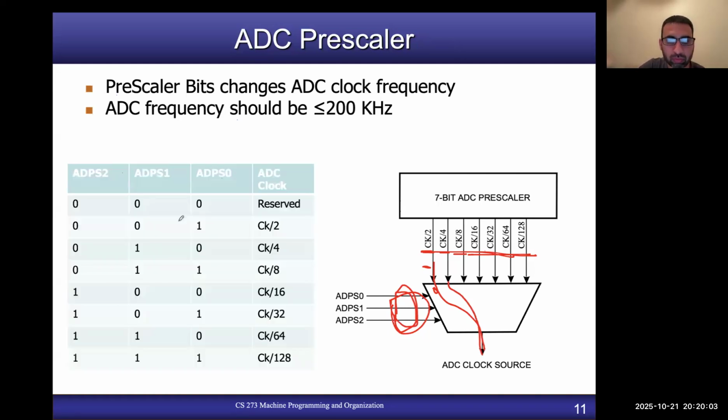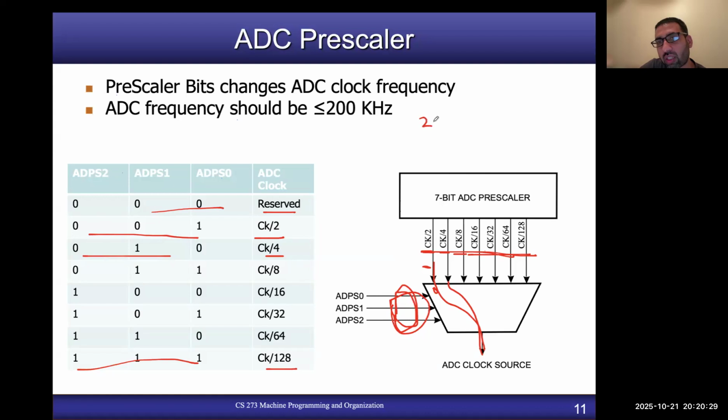So here is the table. Sorry, my mistake. If it is all 0, it is reserved, it is not used. But if it is 0, 0, 1, then clock divided by 2 will be connected to the output. If it is 0, 1, 0, then clock divided by 4 will be connected to the output, and so on. If it is all ones, then clock divided by 128 will be connected. So now which one of them you need to connect? It depends upon the clock frequency of the microcontroller, right?